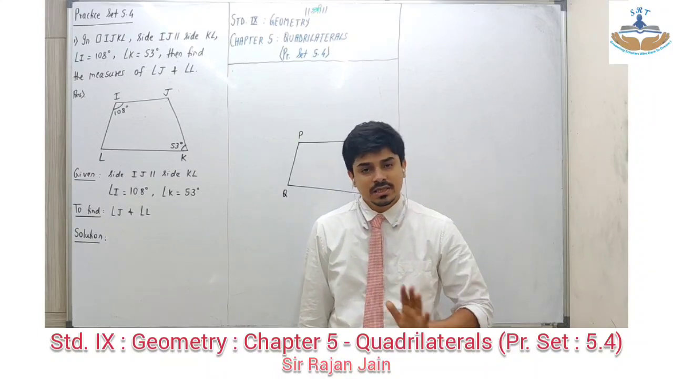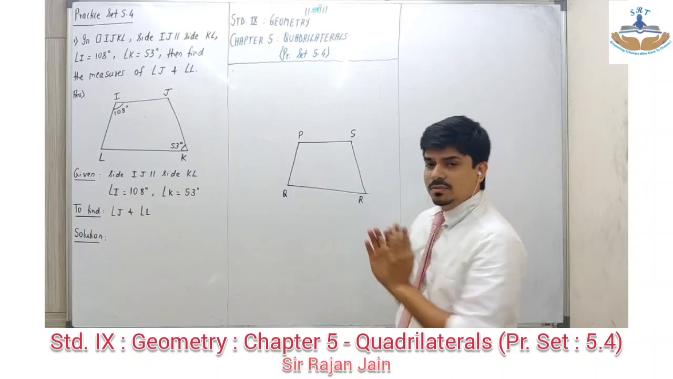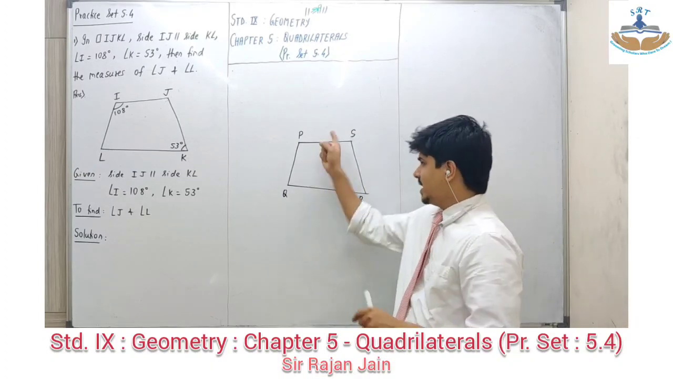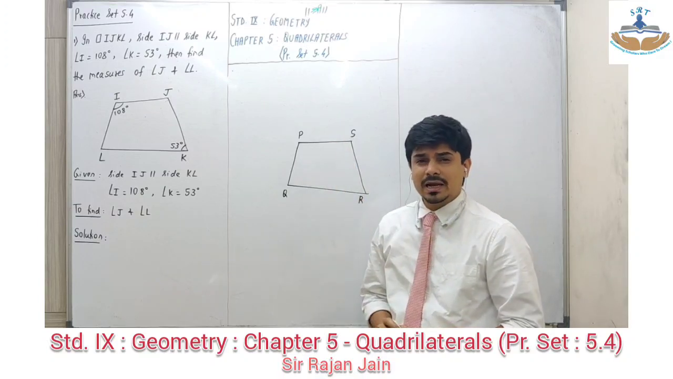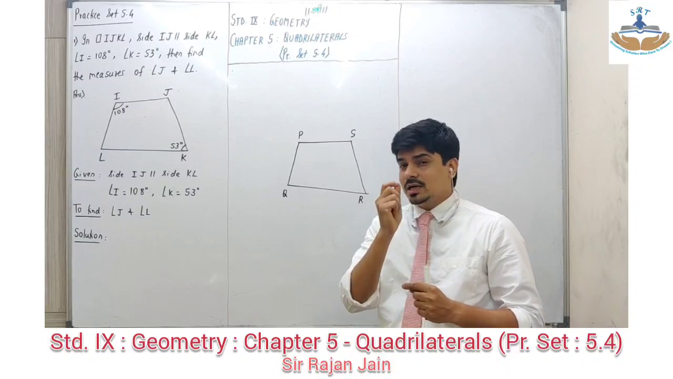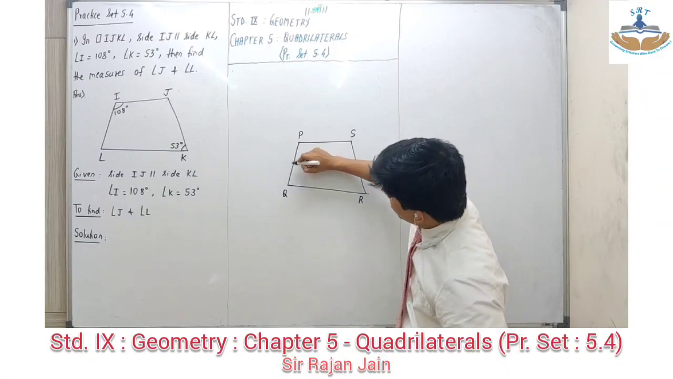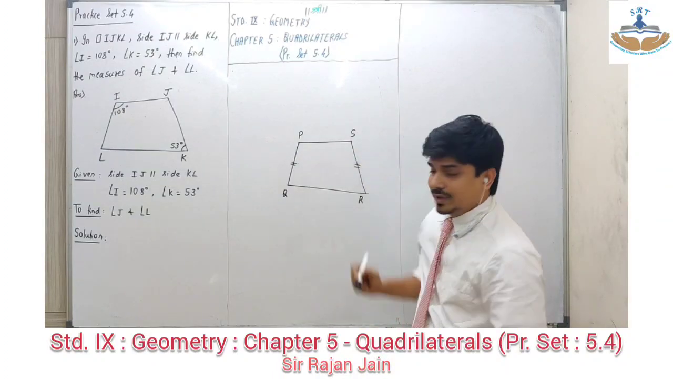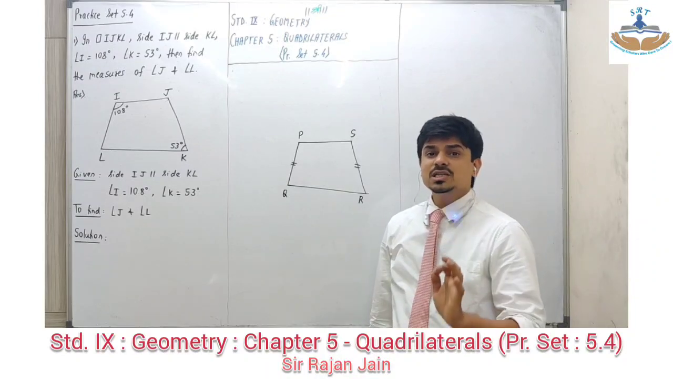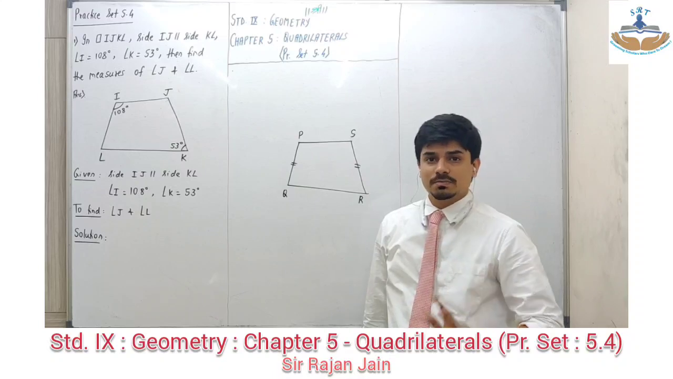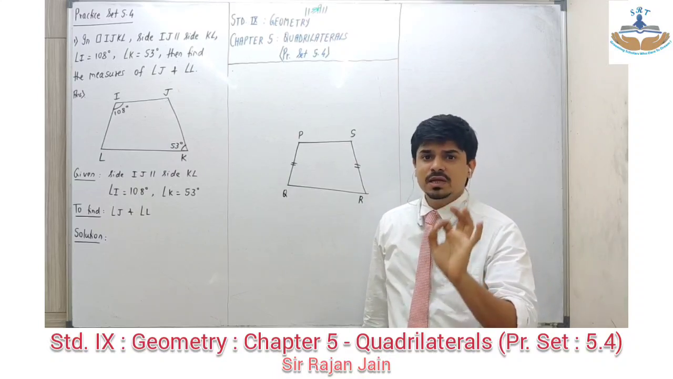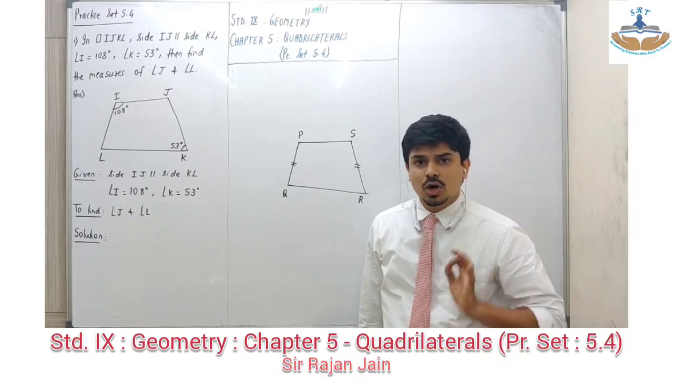a trapezium. Samjha? Now for a trapezium there is no standard property that you have which you can directly use. Just one thing, that one pair of opposite side is parallel. Okay, for a trapezium. Now there is you can say a special type of trapezium where the non-parallel sides are congruent. If the non-parallel sides are congruent, then this trapezium is called as an isosceles trapezium. Samjha? What is an isosceles trapezium? A trapezium in which the non-parallel sides are congruent.